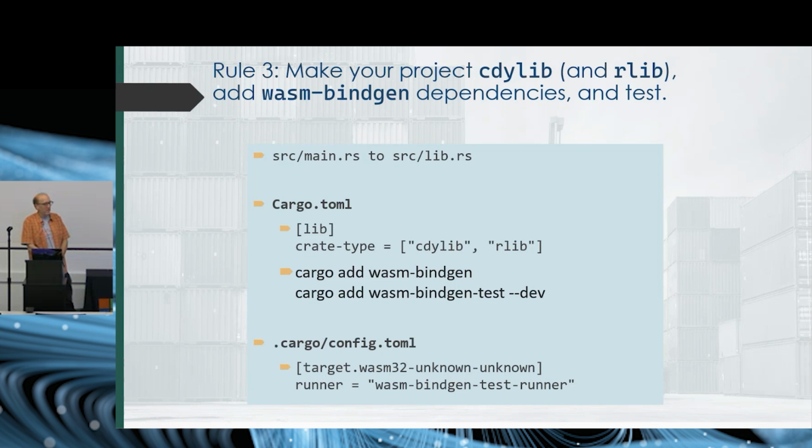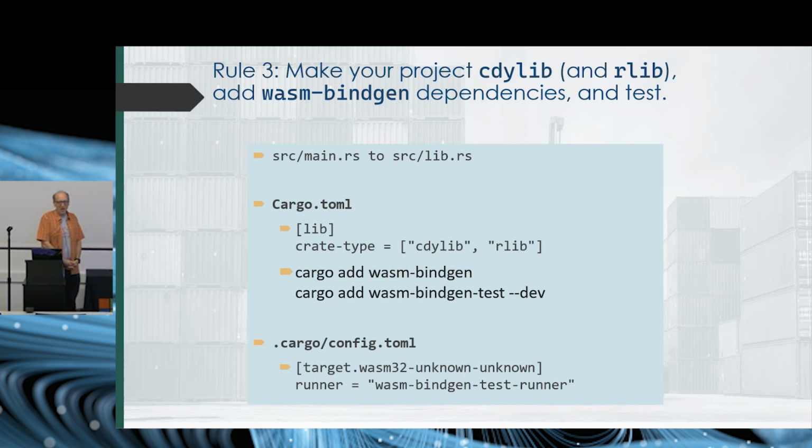We also have to give a crate type, because along with creating the usual Rust library type, which is rlib, we also want to create a C-compatible dynamic library type when we build it. Then you need to add a couple of dependencies. wasm-bindgen is the thing that lets different types talk to each other across JavaScript and Rust, and wasm-bindgen-test is the thing that will let you run tests.